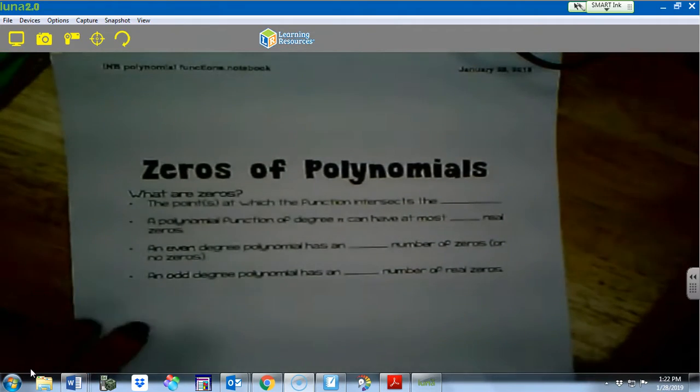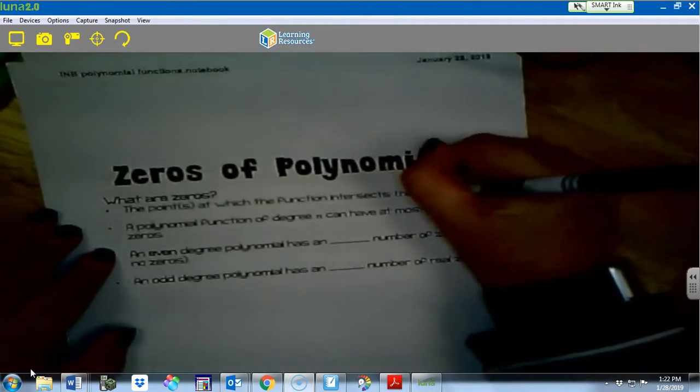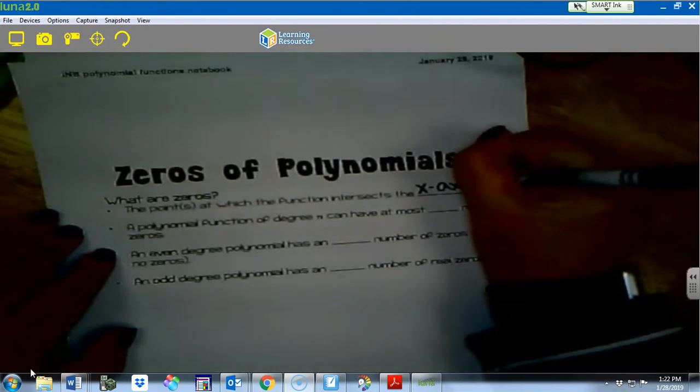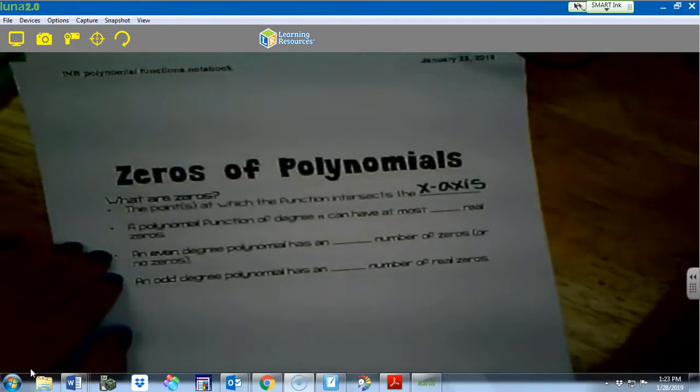So what are zeros? The points at which the function intersects the x-axis. Those are also like x-intercepts. Sometimes they might be called roots, sometimes they might be called solutions. It just depends on the problem.